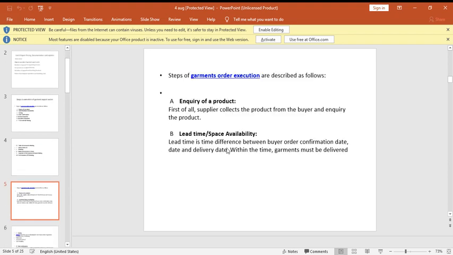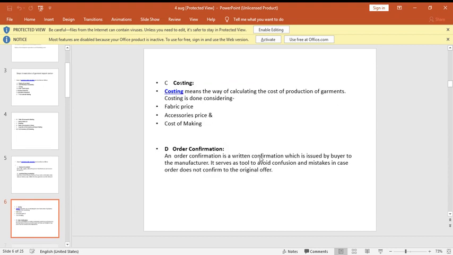So what is inquiry for product? Inquiry of product means first of all, the supplier collects the product details from the buyer and inquires about the product. Lead time and space availability: lead time is the difference between the buyer's order confirmation date and the delivery date. Within that time the garments must be delivered.